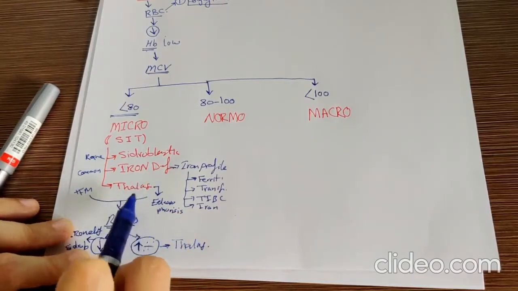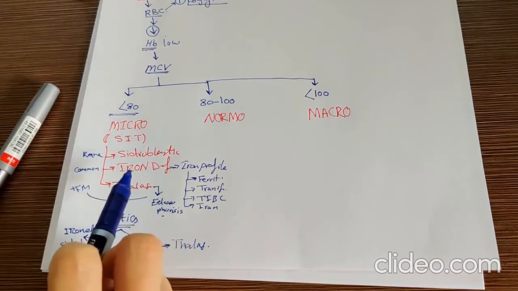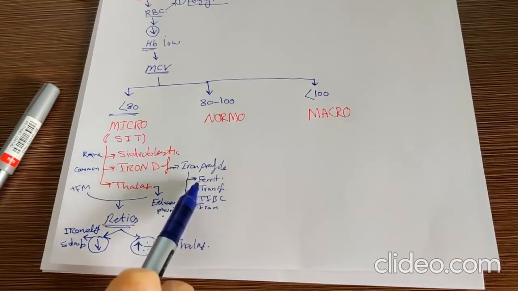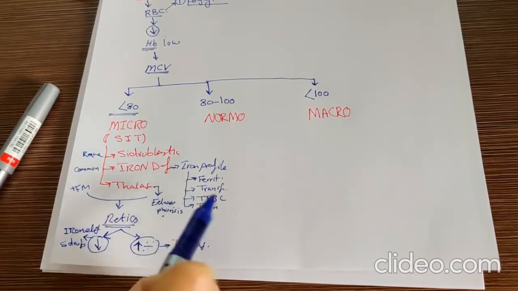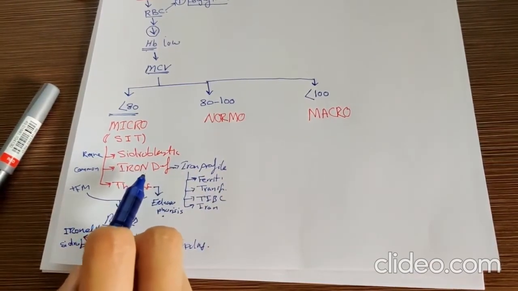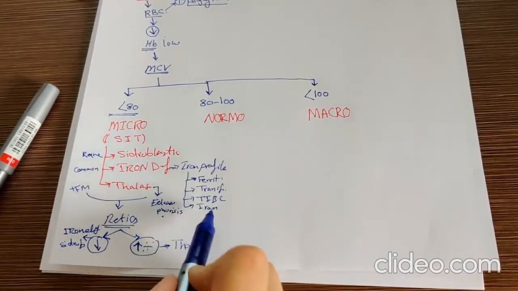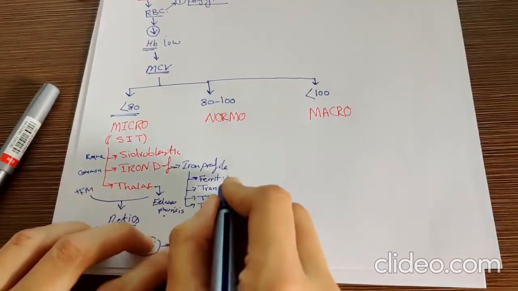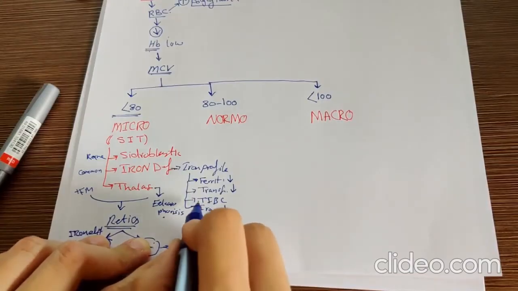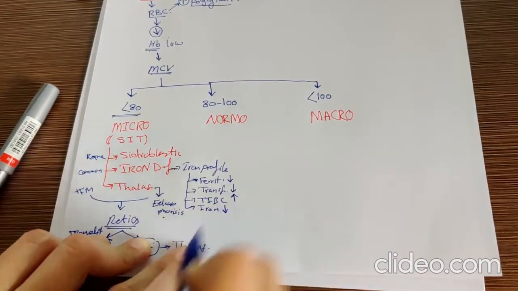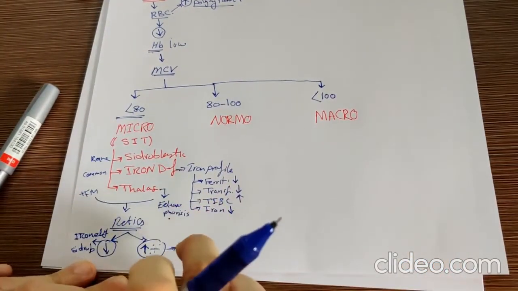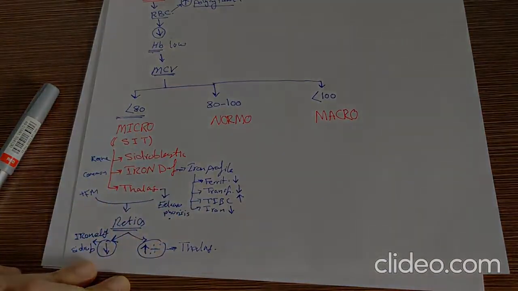So to confirm thalassemia, you need to do hemoglobin electrophoresis. For iron deficiency anemia, you need to order the iron profile and check the ferritin, transferrin, total iron binding capacity, and the iron. If the patient has iron deficiency anemia, you will find the iron level is low. Of course the ferritin is low, iron level low, transferrin low, but the total iron binding capacity will be very high because there is no iron to bind with. So I finished with the microcytic anemia.